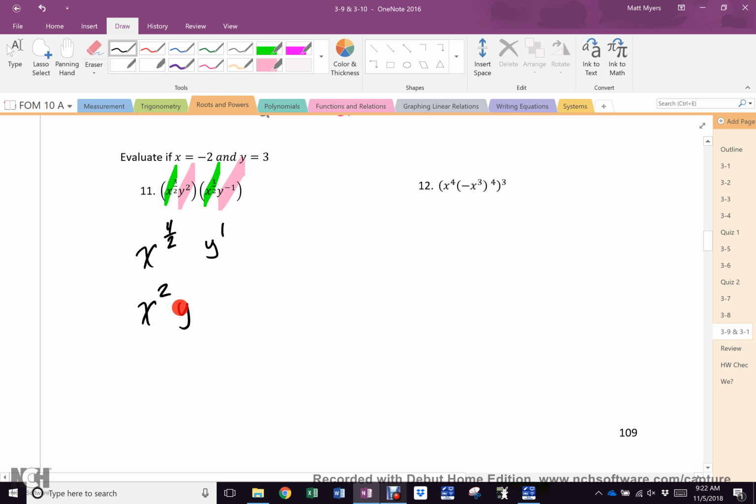Now, how easy is it to sub these in? What's x? Negative 2 squared. What's y? 3. What's negative 2 squared? 4 times 3? 12. Easy peasy lemon squeezy. Simplify first. So what are you going to do here?